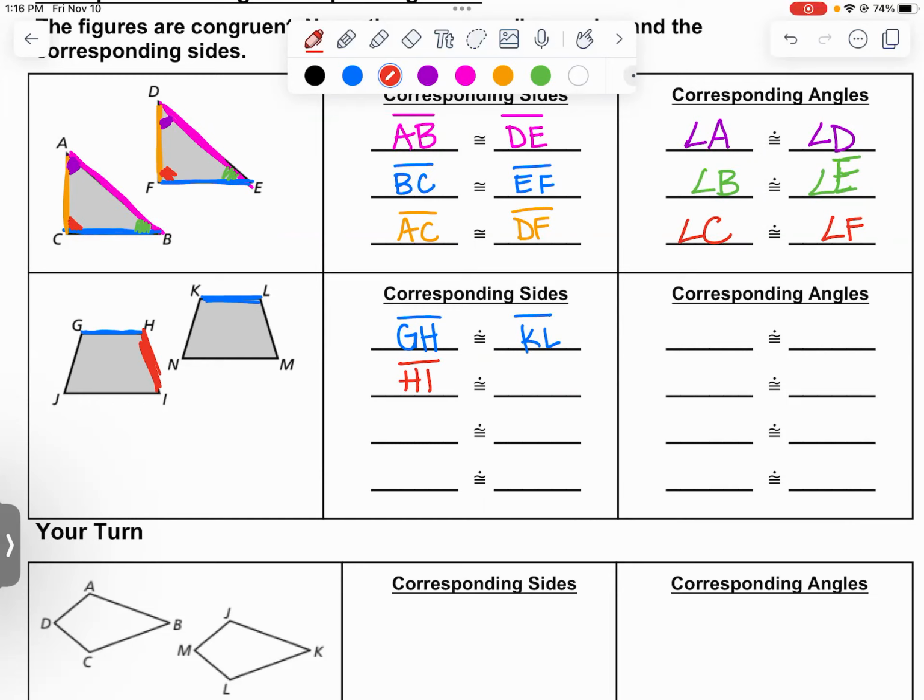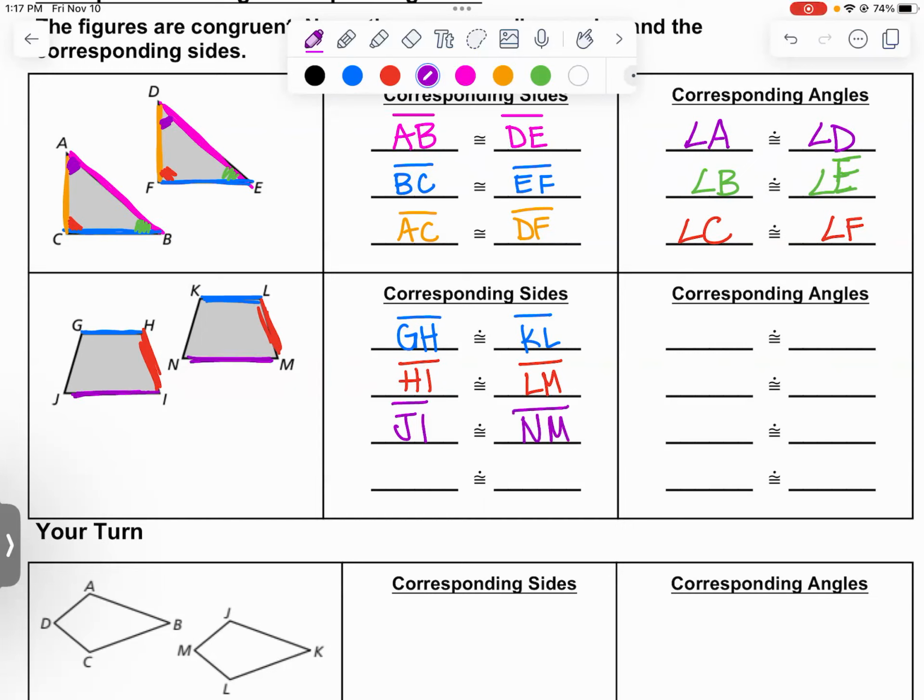So here's where HI is. Okay, so Tony, thank you for helping him, but can you let him answer next time? Okay, Kaden, what do you want to do next? JI. Okay, so if we're gonna call it JI, then what side do we need to pick from the other one?